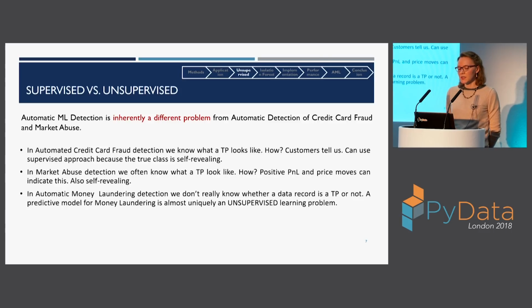In market abuse, it's slightly harder, but still you have a signal in the data. So for example, positive P&L, or huge changes in P&L, or huge changes in the price move can be used as a self-revealing class.